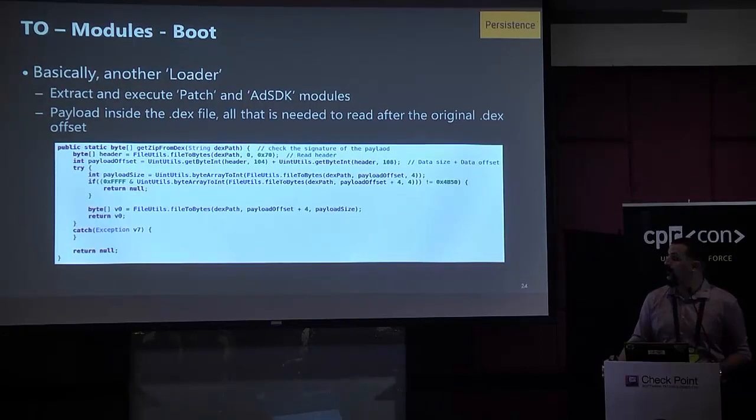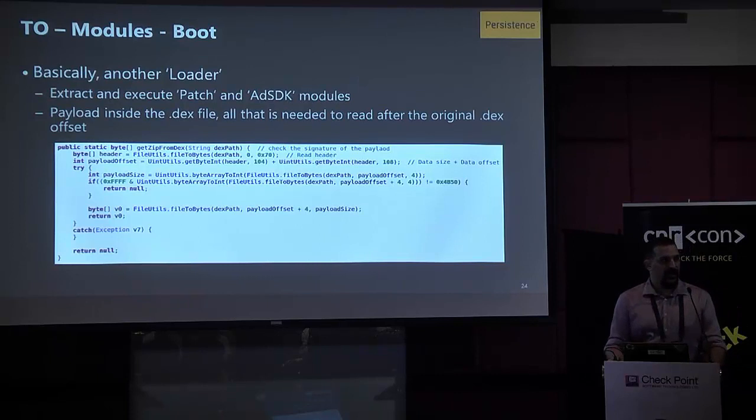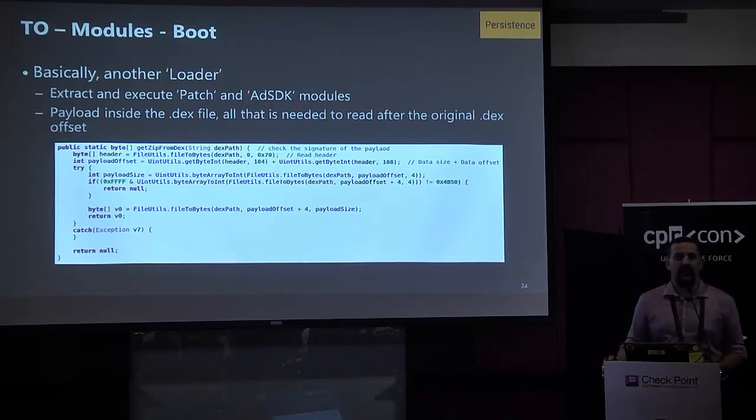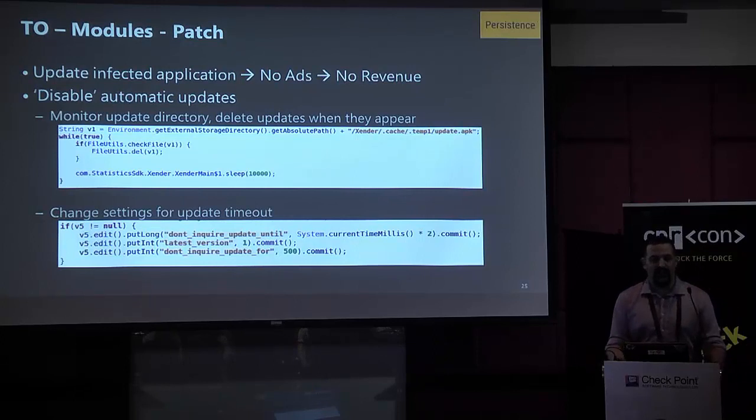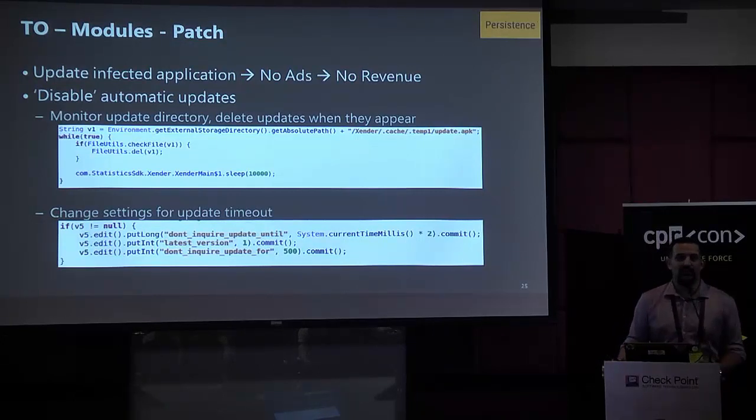But it would be a shame if everything we've done so far, all the resources and all the investments we've put into this campaign, were wiped out by a legitimate update. So enters the patch module. It disables the automatic update for that infected application, and it does it with 2 unique approaches. The first, the most straightforward approach you can imagine, is to monitor the update directory. There is a file over there? Good, delete it.